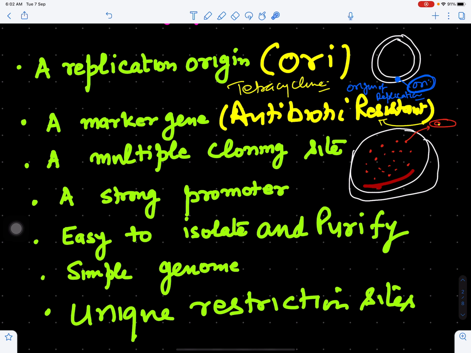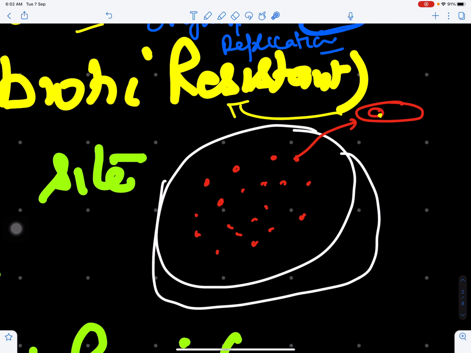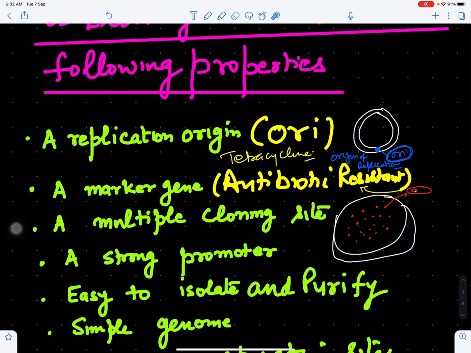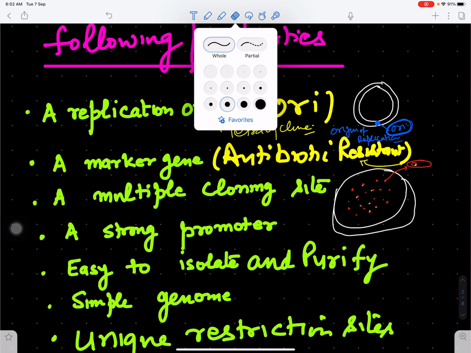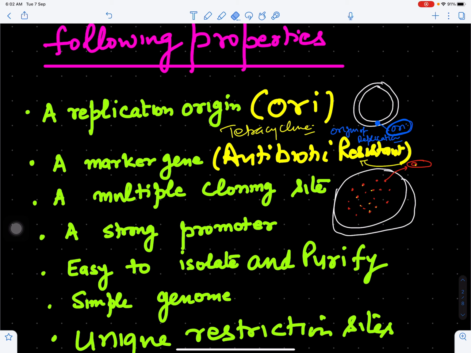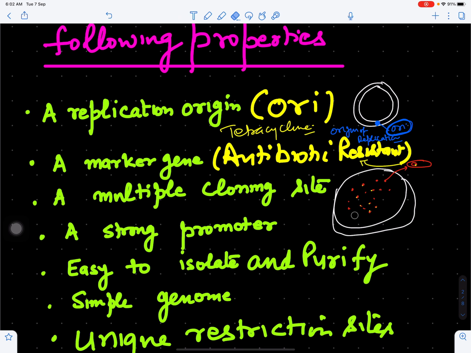Now, only those bacteria will survive which have this marker gene, that is the antibiotic resistance gene. All other bacteria will die, because this one has a gene which can resist the antibiotic called tetracycline. So we can see here, these bacteria which have this gene will survive, and all other bacteria will die. They will not survive. Only those with the yellow gene or marker gene will survive, and all other bacteria will die.